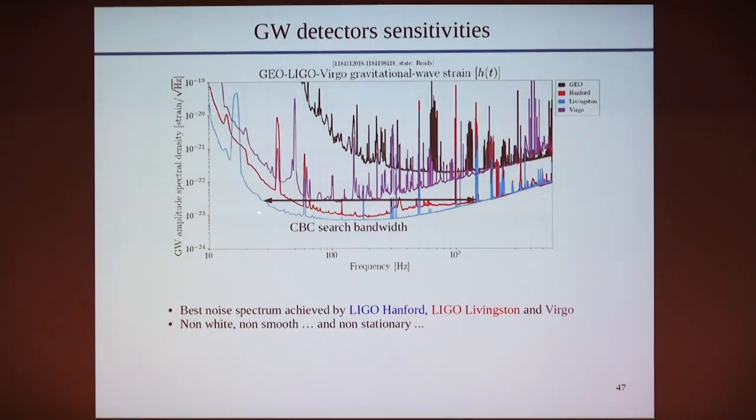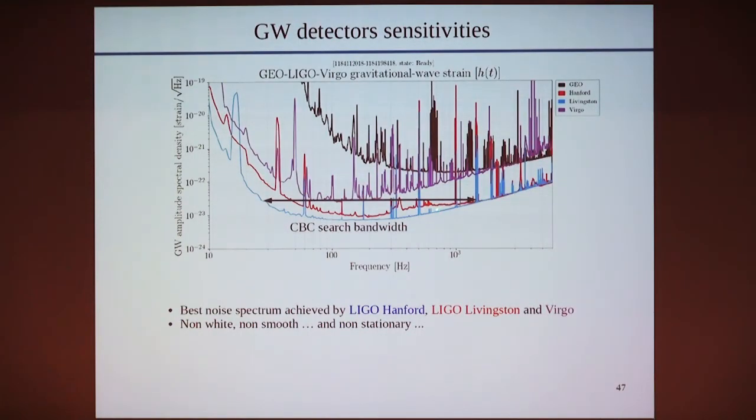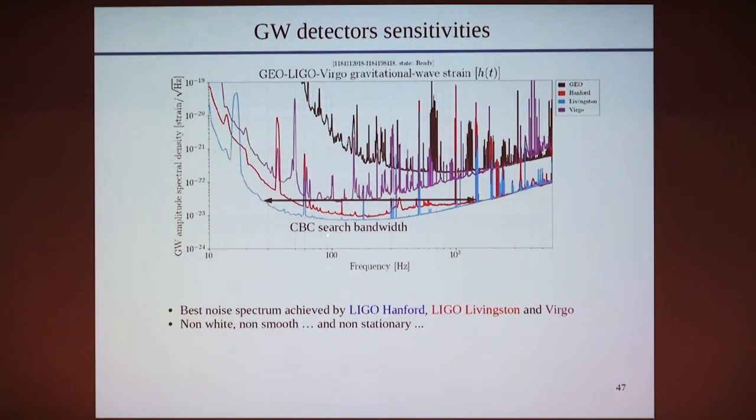For the CBC search, the compact binary coalescence search, what counts is a full band. There are signals that we expect at a given frequency. In that case, what is very important is to have the best sensitivity in that given frequency range. For a compact binary signal, we expect the signal to enter the band and finish with the coalescence, merging somewhere inside the band. So we need the full frequency band.